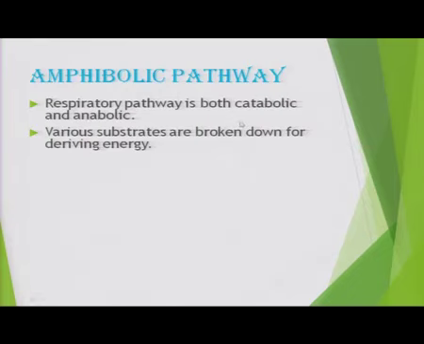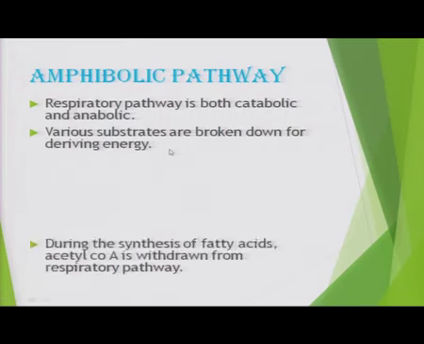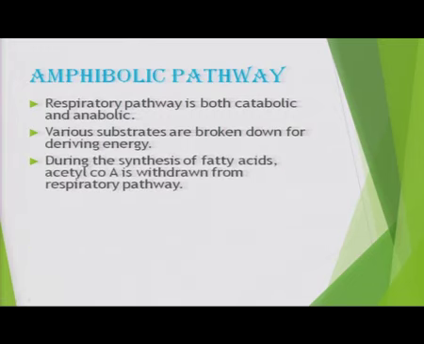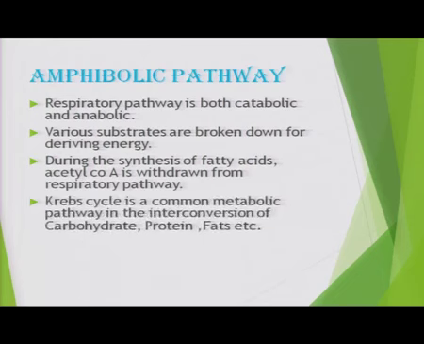Here the respiratory pathway is both catabolic and anabolic, as we have already discussed. Various substrates are broken down, deriving their energy. During the synthesis of fatty acid, acetyl coenzyme A is withdrawn from the respiratory pathway. The Krebs cycle is the common metabolic pathway in the interconversion of carbohydrate, protein and fat. If carbohydrate is not present, protein and fat also help in the respiratory pathway.